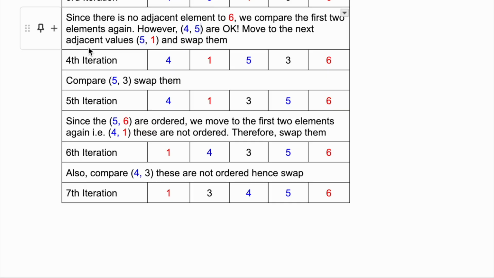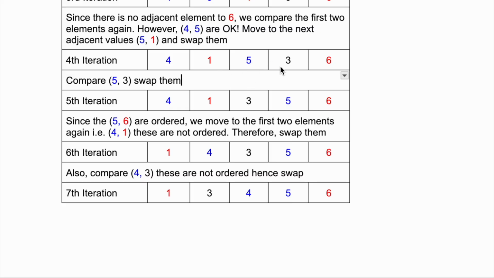Then we move to the next adjacent values, that is 5 and 1. And since 5 and 1 are not in the right order, we swap them. So therefore, we have this iteration. We have this value 4, 1, and 5. Can you see it now? Then 3 remains and 6 remains. So we compare the next adjacent elements, which are 5 and 3. So compare 5 and 3, then swap them if they are not in the right order.